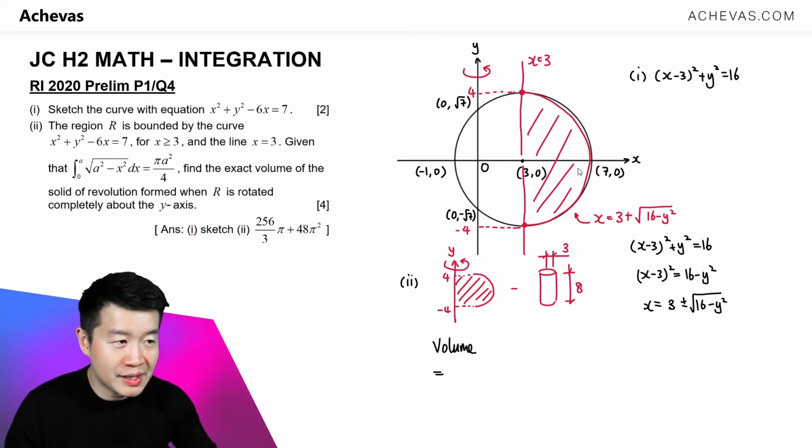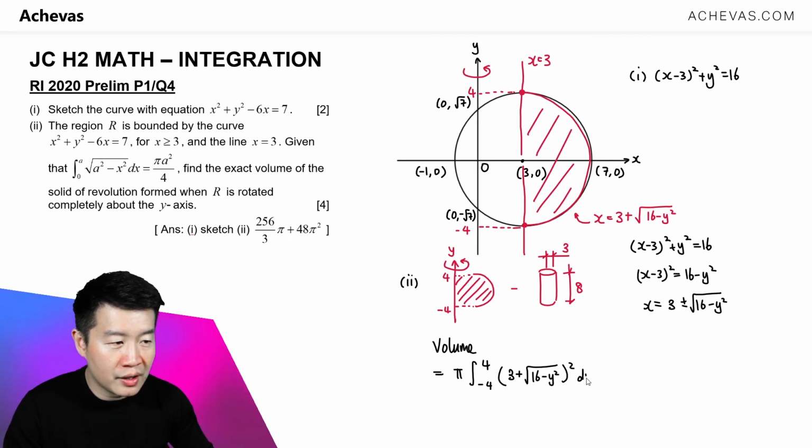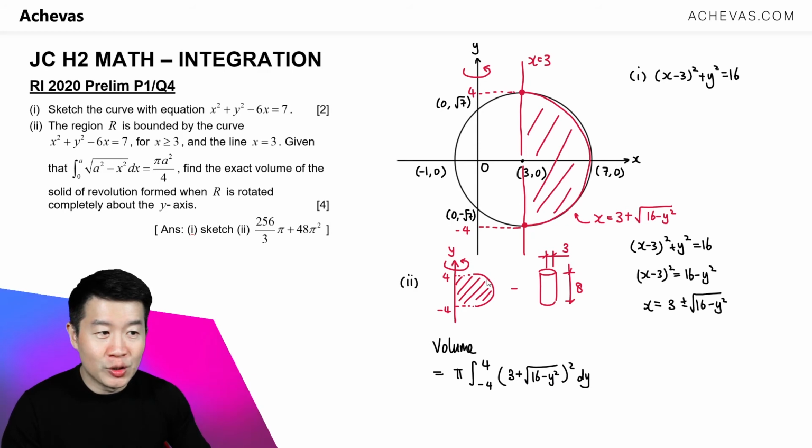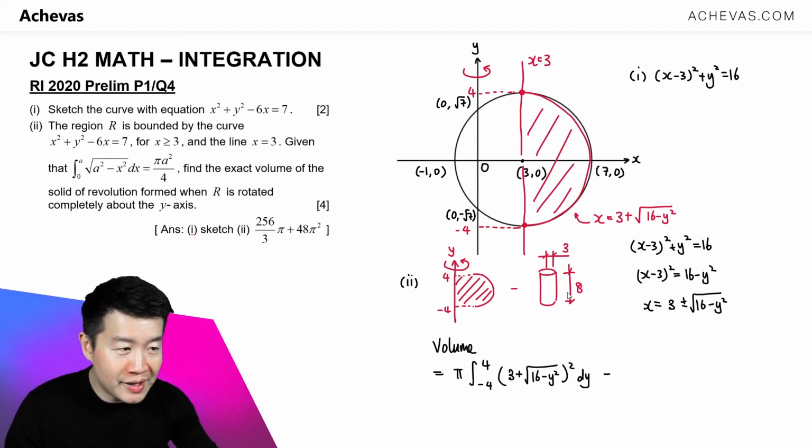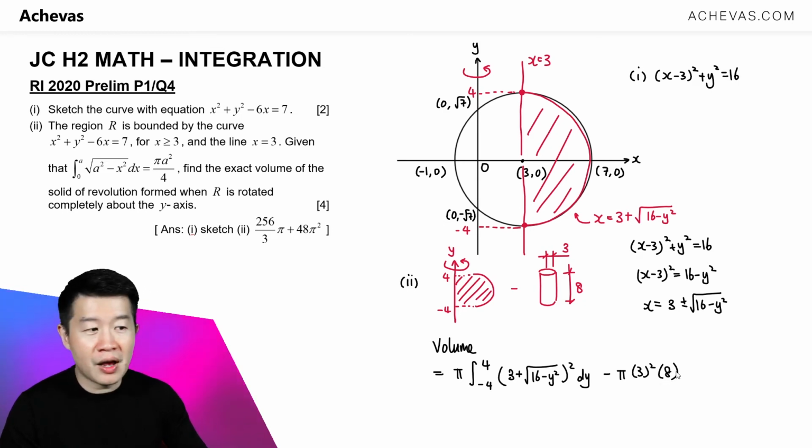So we are working on 3 plus the square root of 16 minus y squared. If I were to make use of this graph and rotate it about the y-axis, the integral will be from minus 4 to 4 of 3 plus the square root of 16 minus y squared dy. And this is going to represent the volume that we get when this part of the graph is revolved about the y-axis.